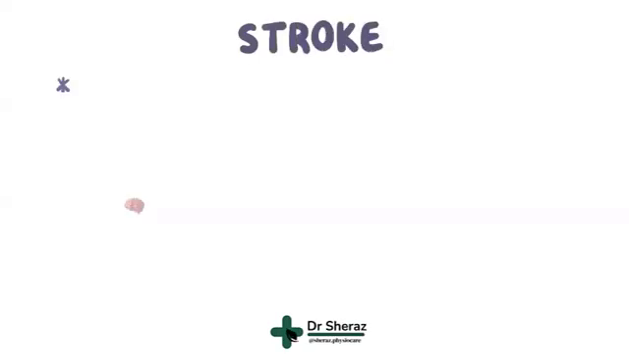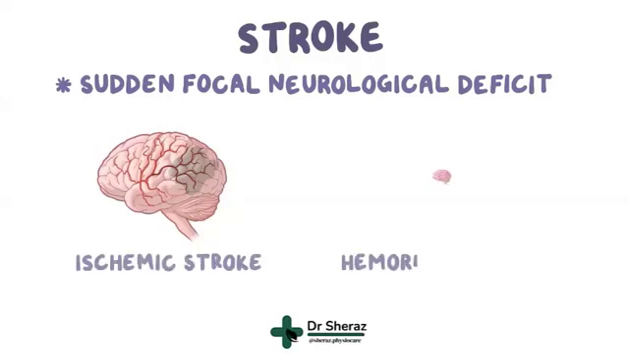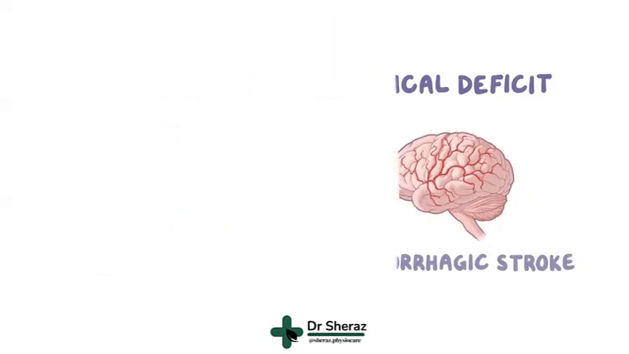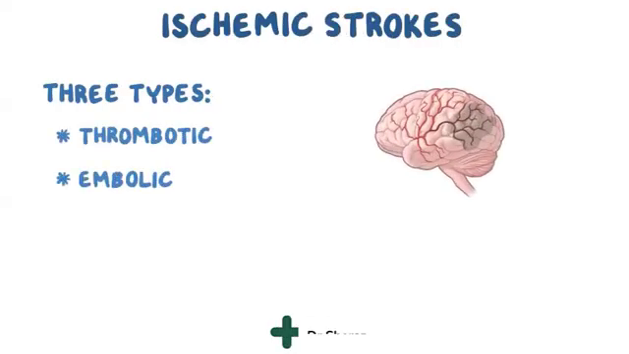Stroke. A stroke is when there's a sudden focal neurological deficit due to a part of the brain losing its blood supply. There are two types of strokes, ischemic strokes and hemorrhagic strokes. The majority are ischemic strokes, and there are three types: thrombotic, embolic, and hypoxic strokes.